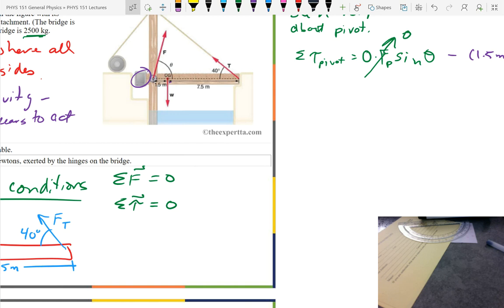Now somebody might be a purist and say, au contraire, it should be 180 degrees minus 40. It should be the supplement to 40. You know what? Sine of 40 is exactly equal to sine of 180 degrees minus 40, so you can look at it either way. So we'll just put sine of 40 degrees there.